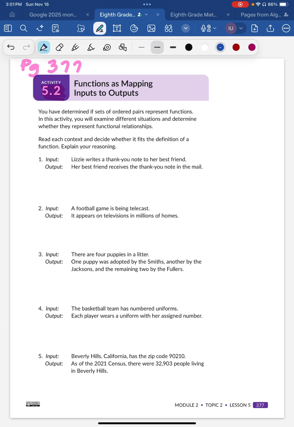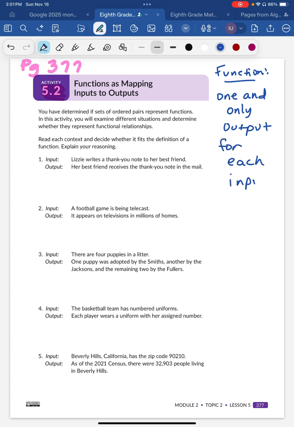So we learned that a function is something that has one and only one output for each input. So let's look at these scenarios and see if the context of what it's talking about fits the definition of a function.